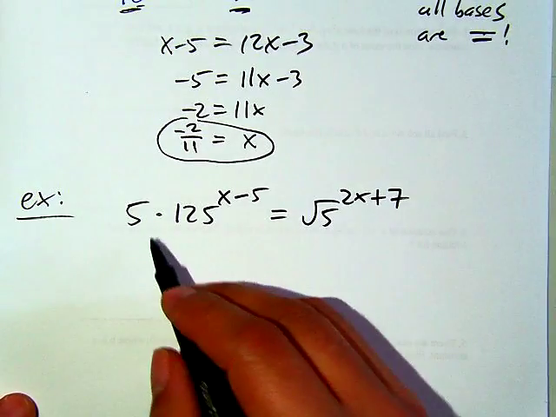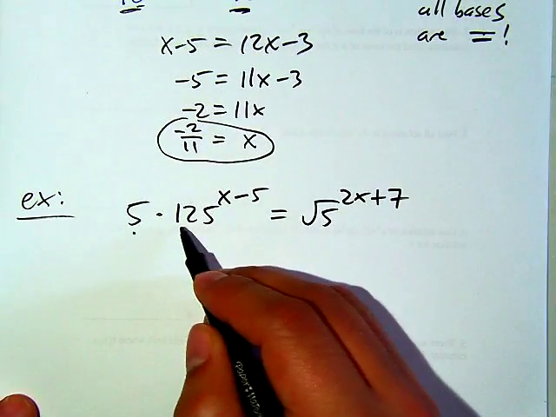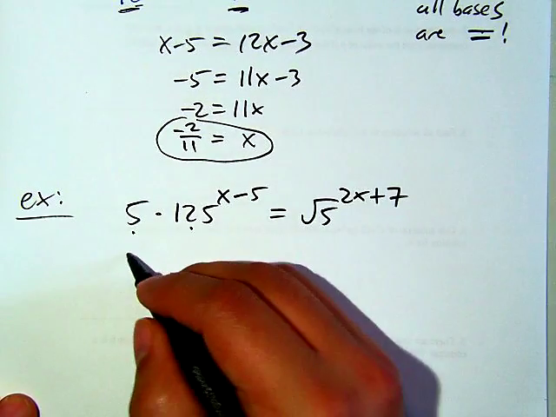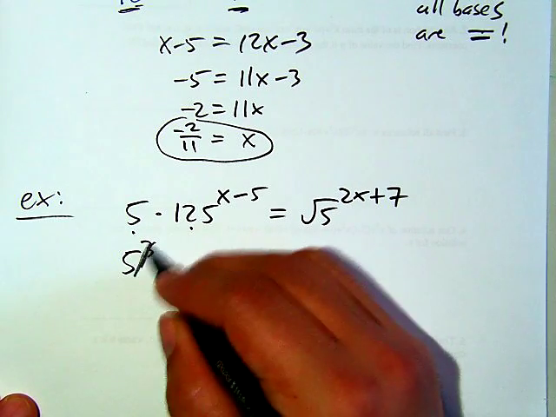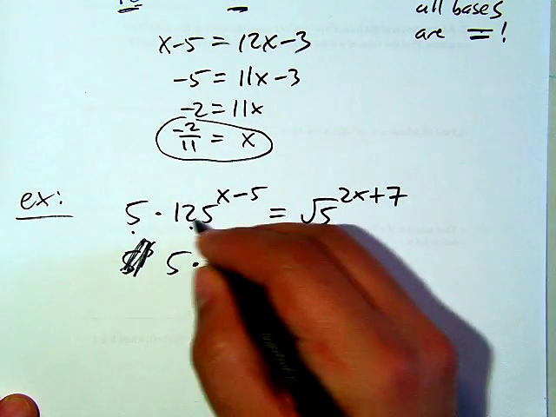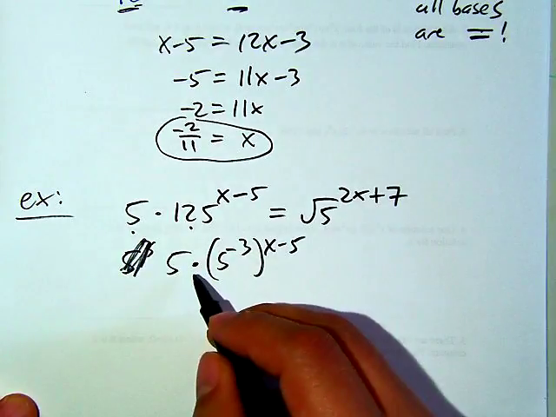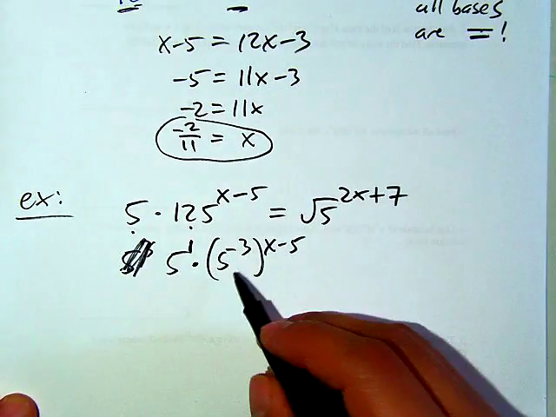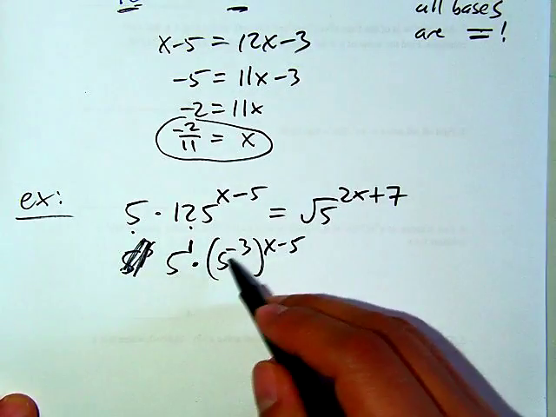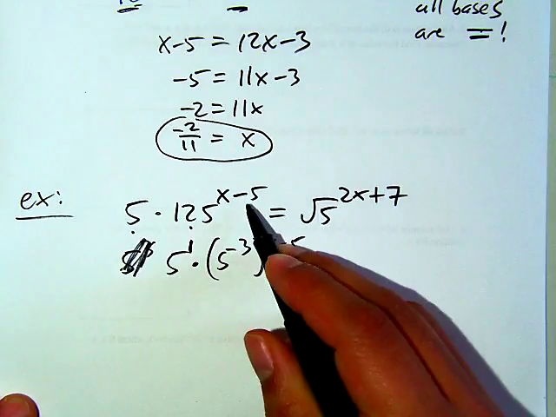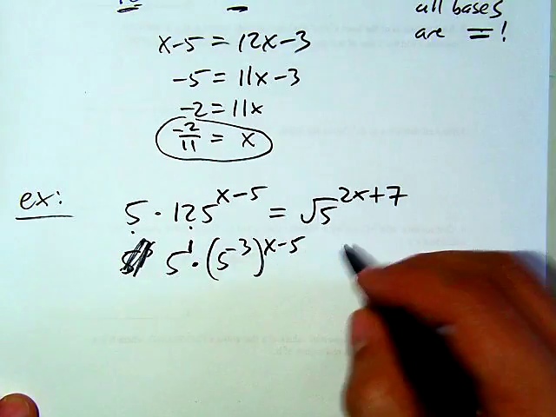Okay, well, base is 5, base is 125. I know that 125 is the same as 5 cubed. So I'm going to leave the 5 as just 5 to the first. I'm going to change the 125 into 5 cubed. Still, the x minus 5 is outside of this.